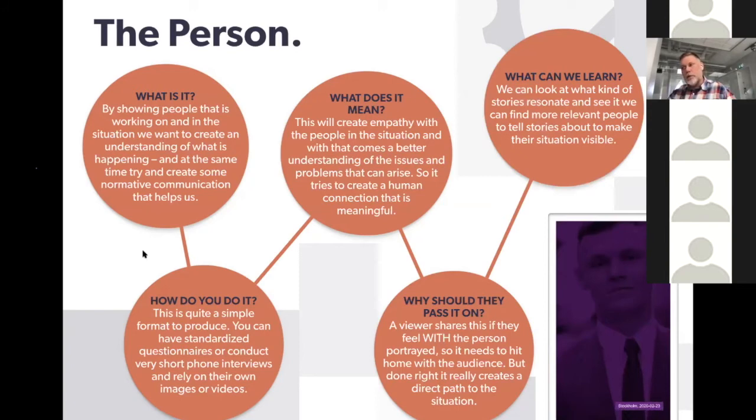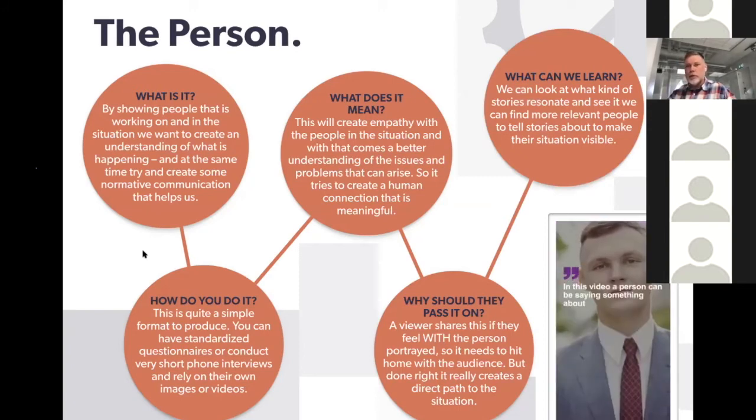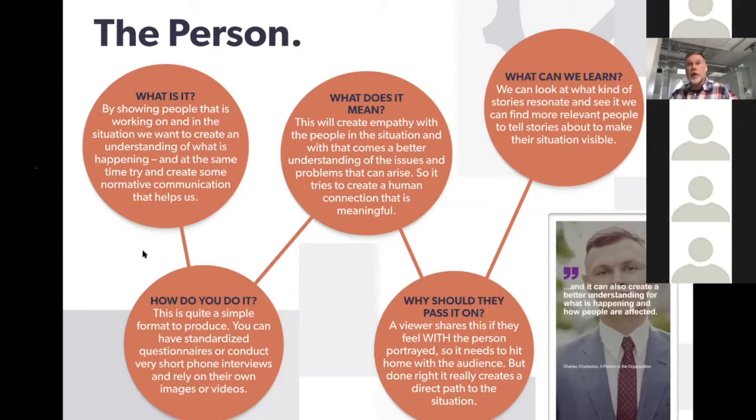What we can learn from this is to see what kind of stories resonate, and what types of people in our organization seem relevant and important to the viewers.